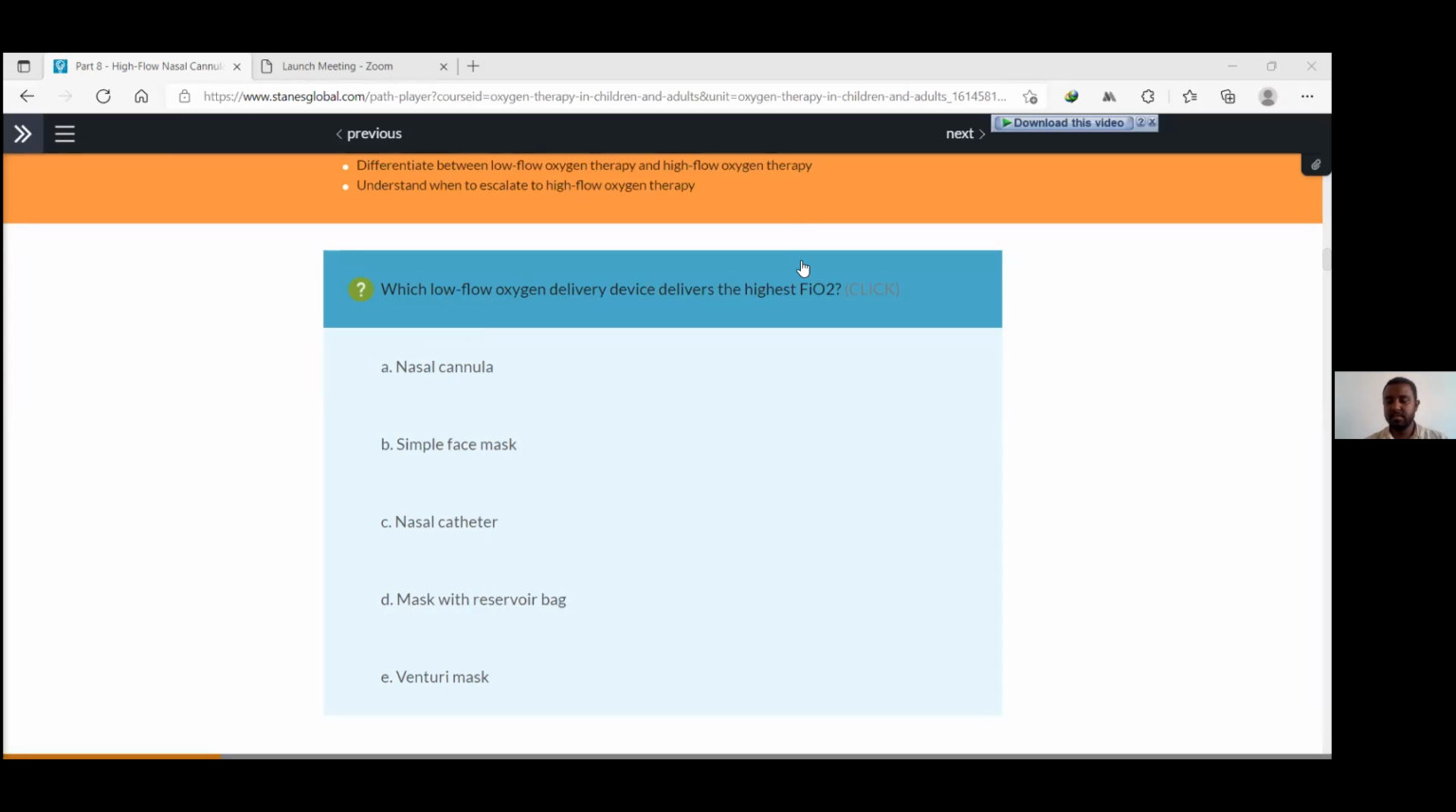So far, I can see 14 of our participants participated in the poll. Yeah, so we need more people to participate. So in the comment section, Stefano said D, mask reservoir bags. Rafael said Venturi mask. And Elizabeth said mask reservoir bag. Okay.